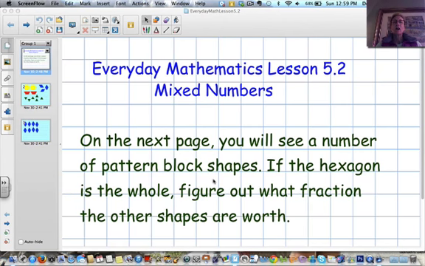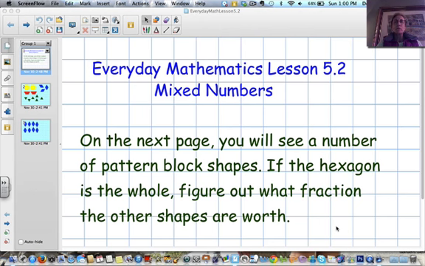Tonight's lesson is on 5.2 mixed numbers. So yesterday we had a review of fractions in class, and tomorrow you're going to be looking at mixed numbers. As you can see on the text, if you look at the next slide, it's going to be showing pattern blocks, and what I want you to think about is the hexagon as being the whole, and then we're going to figure out what fraction the other shapes are worth.